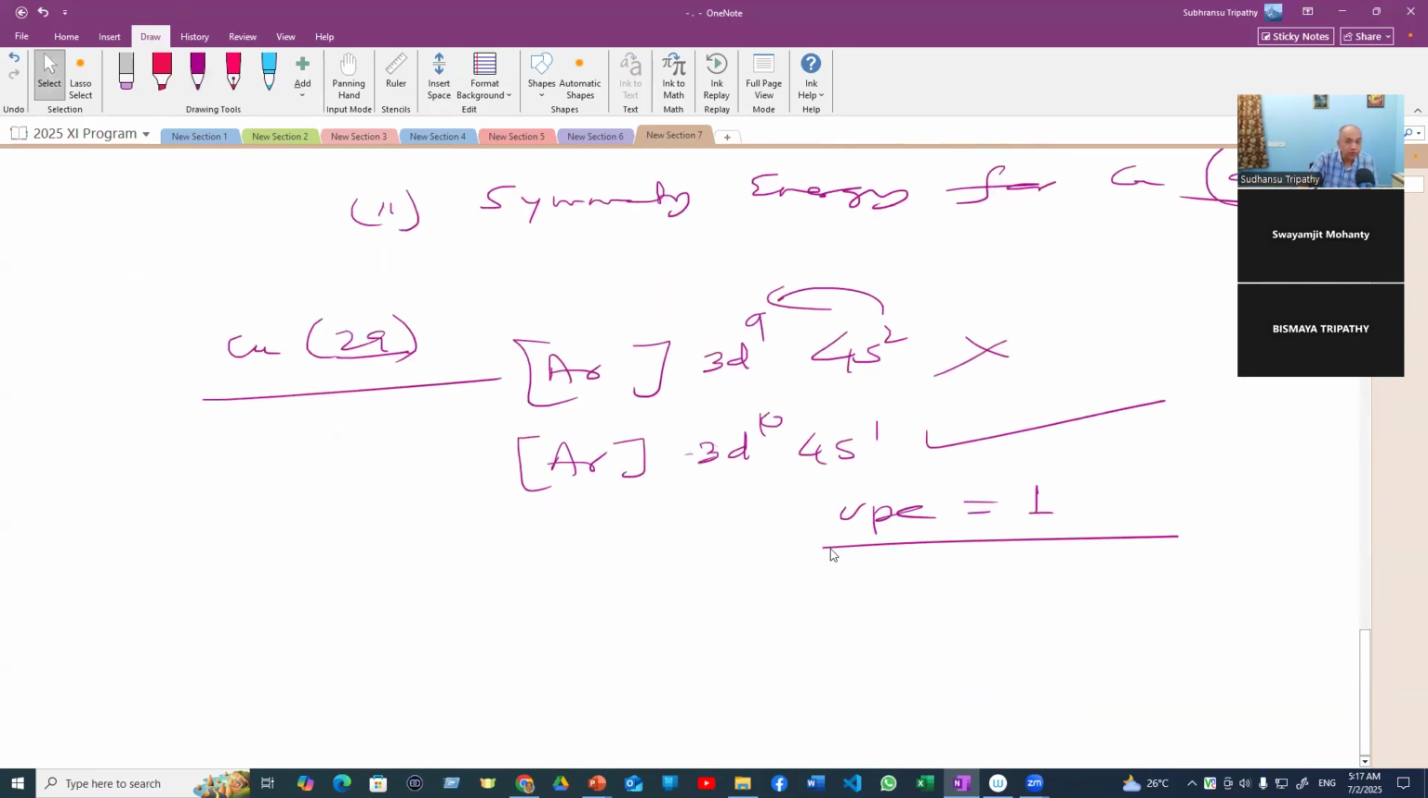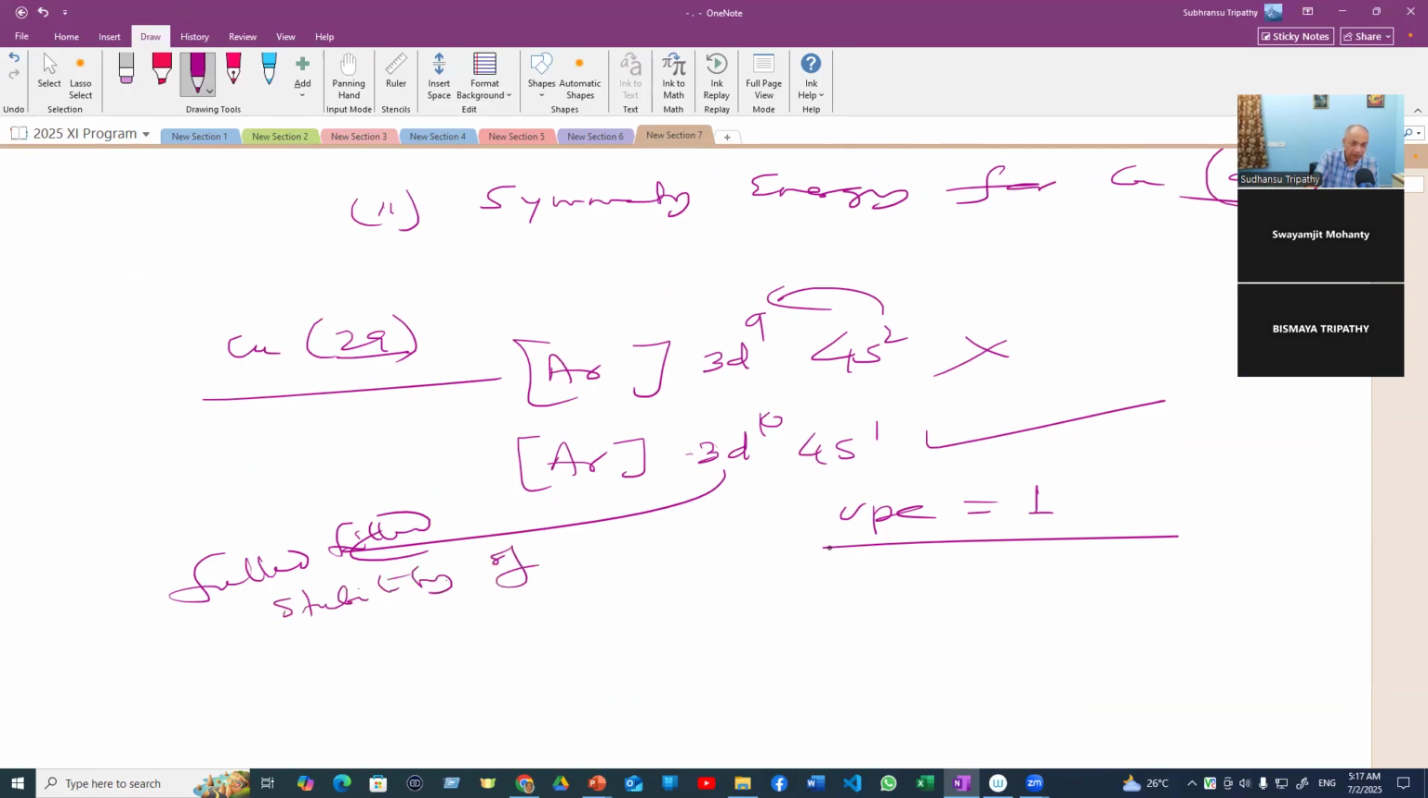So this is the full-filled stability, because of the symmetry energy that is produced for rendering a high stability for this configuration, full-filled stability of d subshells.